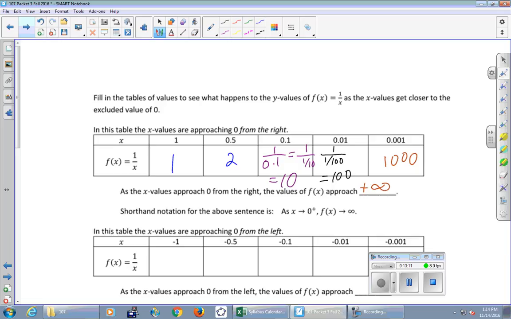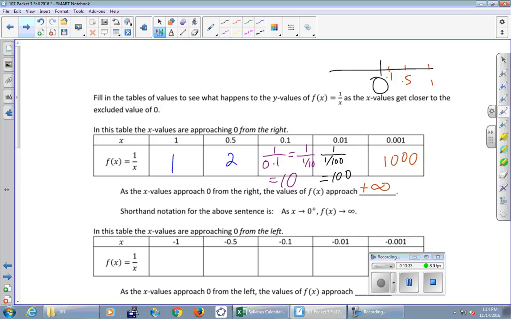So if you're imagining a number line, there's 0, and here are the numbers that we plugged in. We plugged in 1, and then 0.5, and then 0.1, and all of these numbers are to the right of 0, yes? And so that's what we mean when we have a little plus sign up there. It's 0 from the right-hand side of 0.